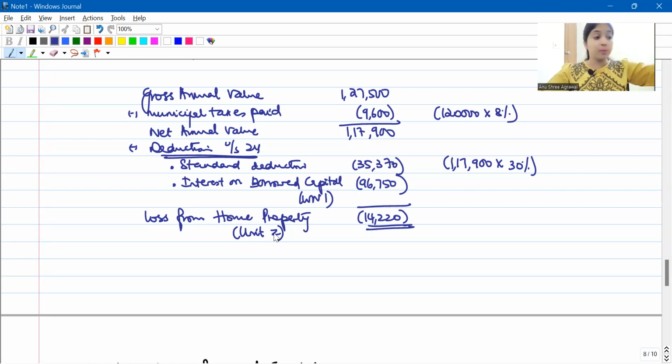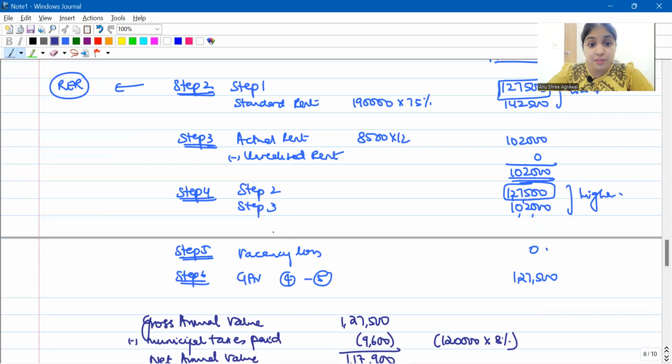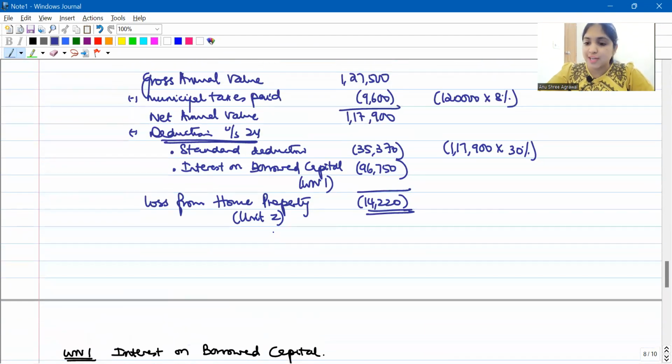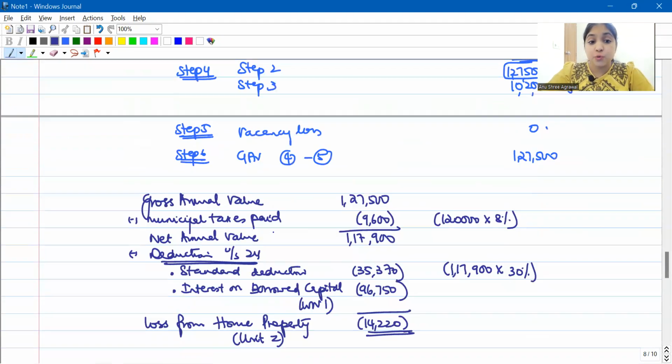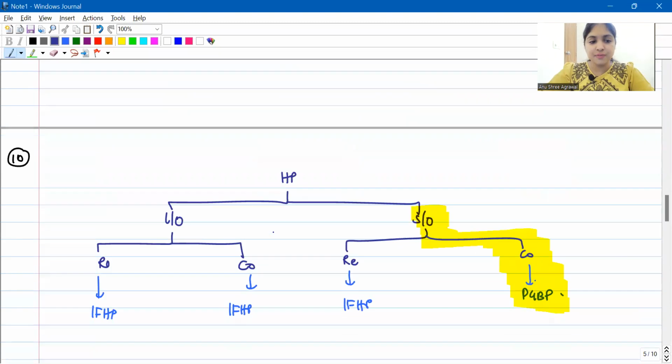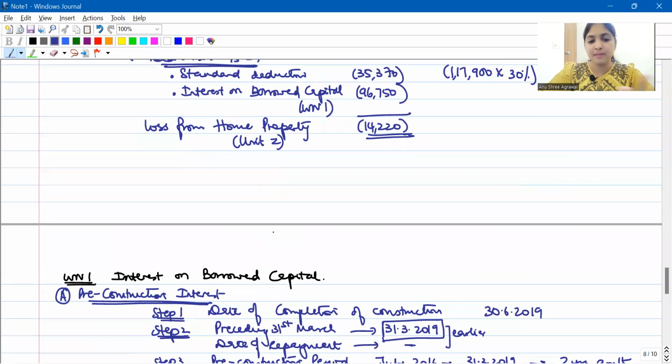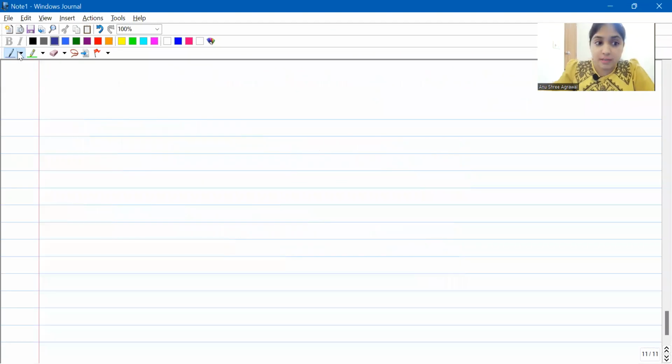Are we crystal clear with the IFHP discussion, everybody? Perfect understanding? Yes. Now, can we proceed forward to the next set of discussion? Yes, this was only for unit 1. So for unit 1, what have we done? This is the first part of our answer. IFHP we have calculated, and we've also given the working note.